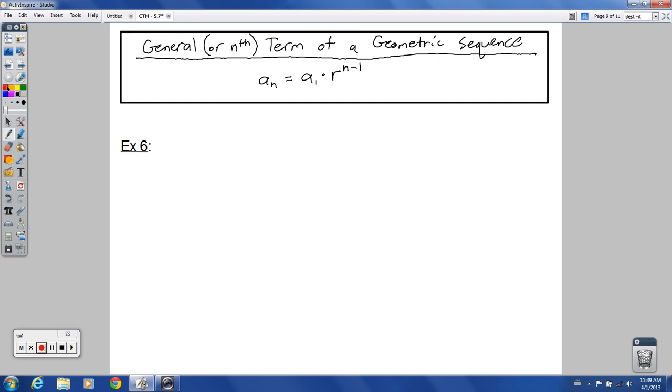The r is the only thing that's different here than what we had before. The r here stands for the common ratio. So please label that for me. Everything else is the same as before.